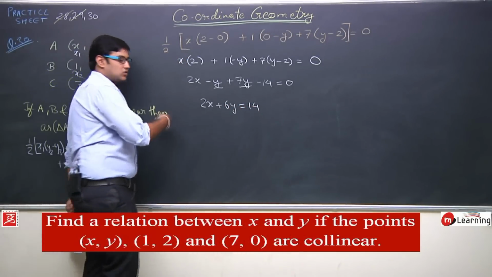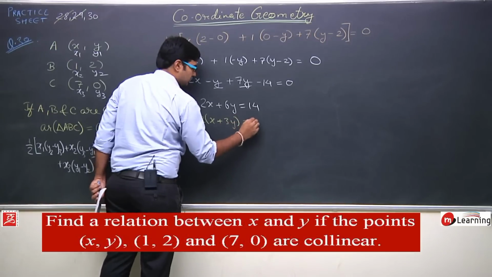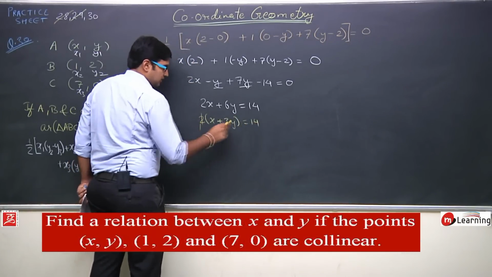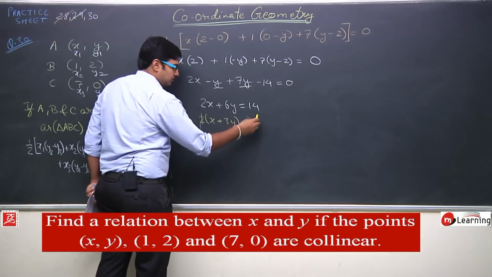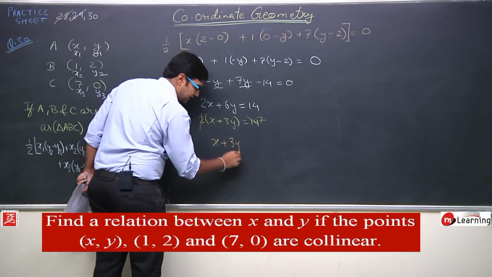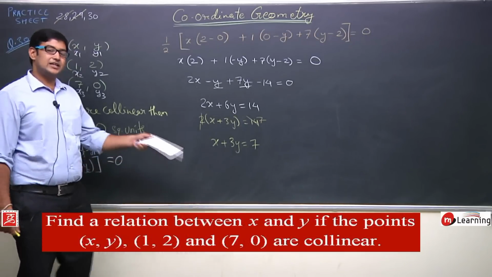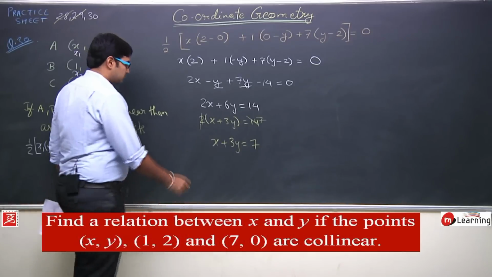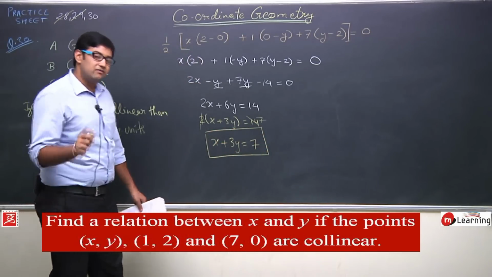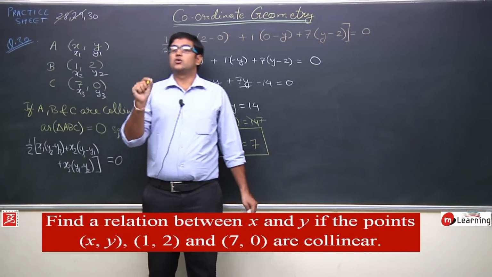Now taking 2 as common, in the bracket x plus 3y is equal to 14. This is the condition that you will get. Divide this 2 by this 14 and this will give you 7. So you will get x plus 3y is equal to 7. You can see this is a linear equation in 2 variables. So this is the relation between x and y if these 3 points are collinear.